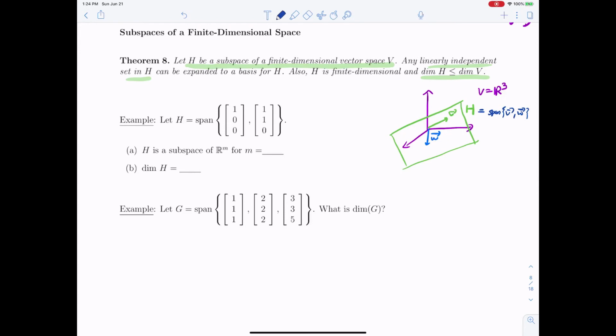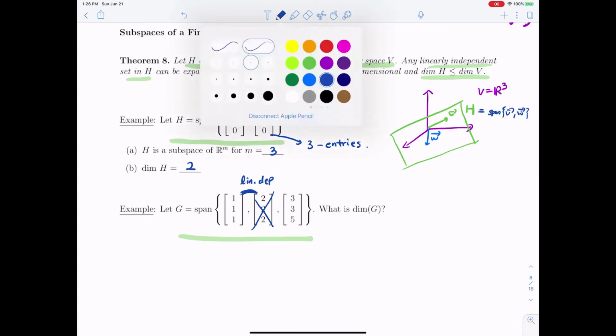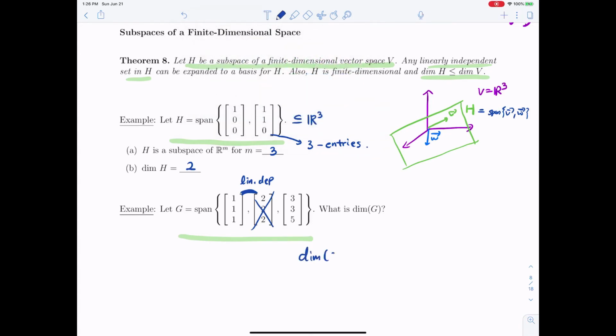So let's look at this example. Suppose that H is given by the span of these two vectors, which is a subspace of R3. In this case, we have m equals 3 because the vectors in H consist of 3 entries. However, the dimension of H equals 2 because the number of basis vectors is 2. And for G given by the span of these three vectors, we know that these two vectors are linearly dependent, so this one is a redundant vector. And then we can tell that the dimension of G equals 2 because this one is not a multiple of the other vector.